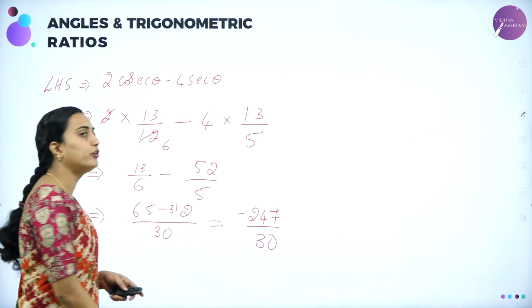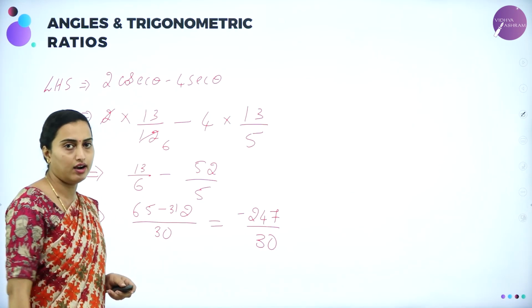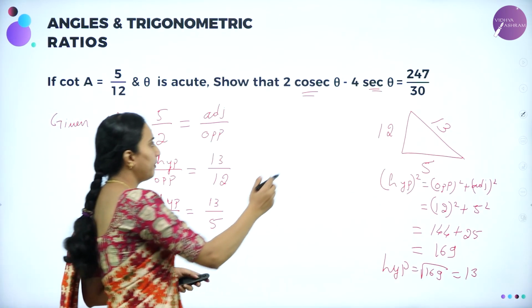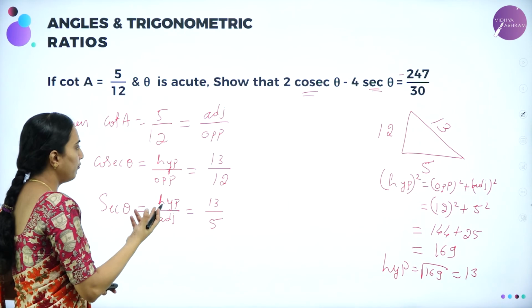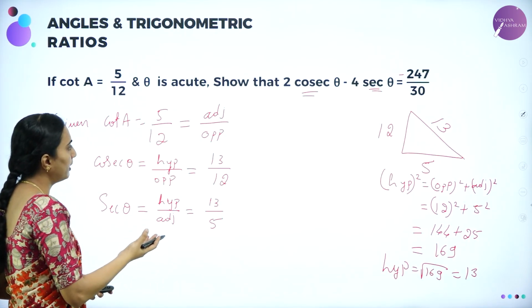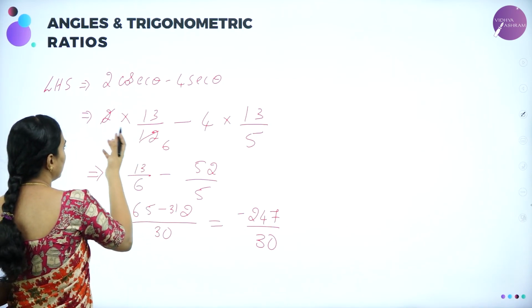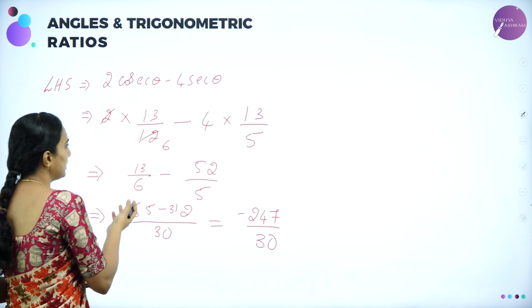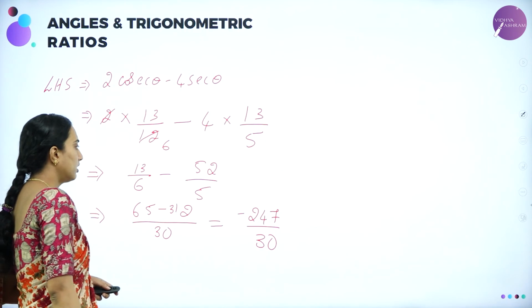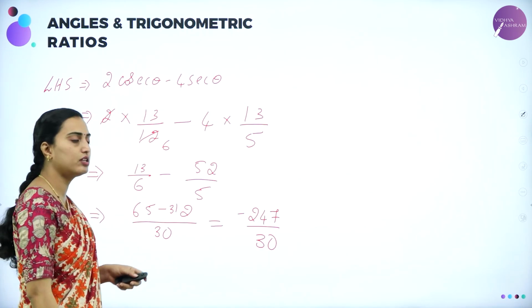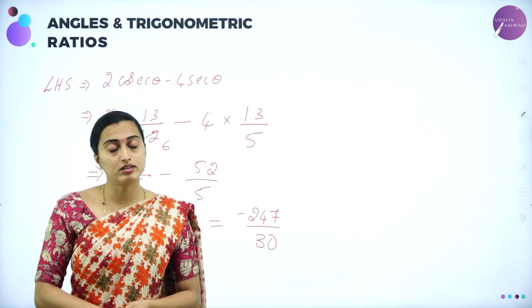So therefore in the proof you must have minus 247 divided by 30 as your answer. Understood? Okay, this should be minus 247 divided by 30. We got the same here. We have not made any mistake here, right? Then cross multiplying, 65 minus 312, which is minus 247 by 30, is your right answer. I hope you got this problem.